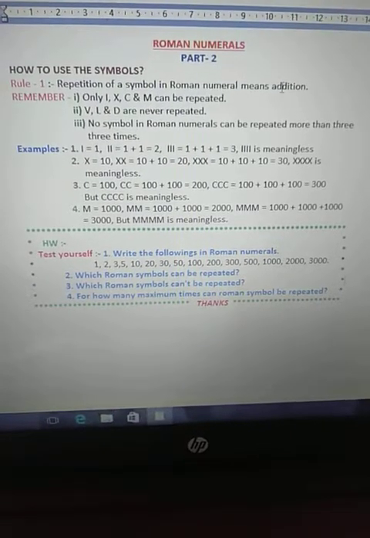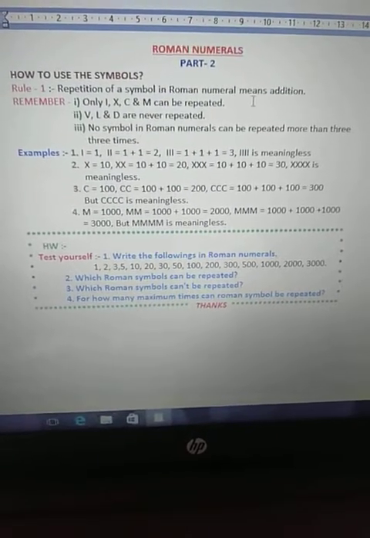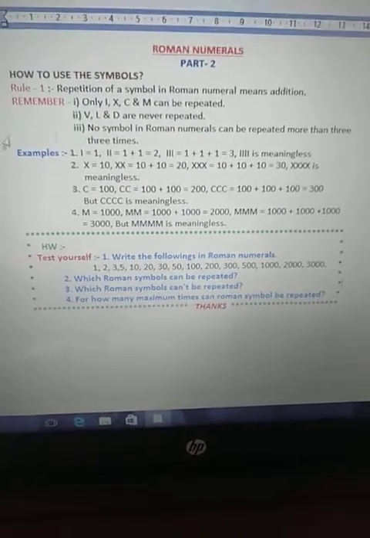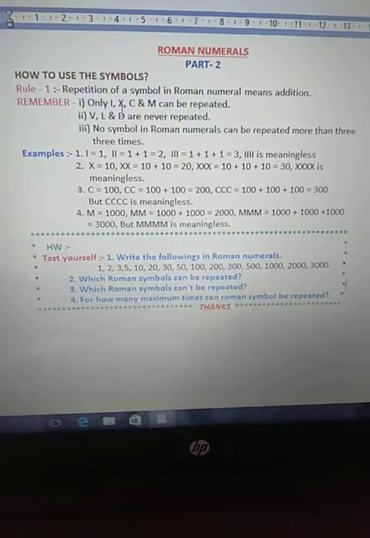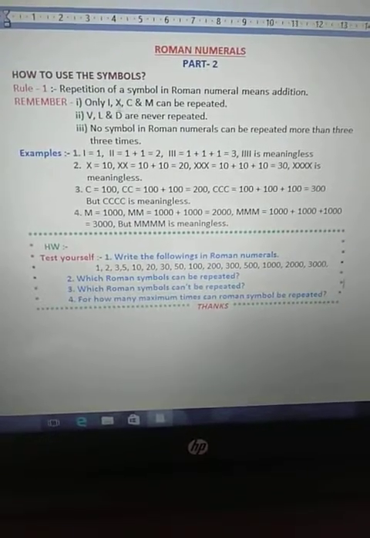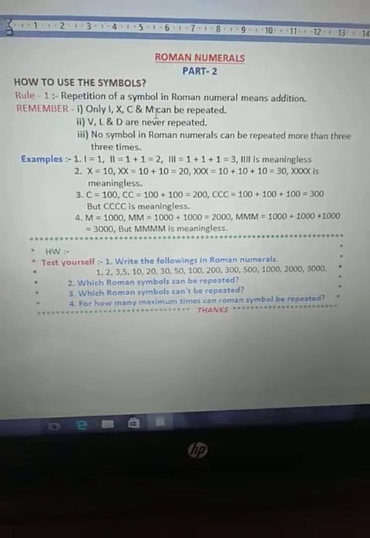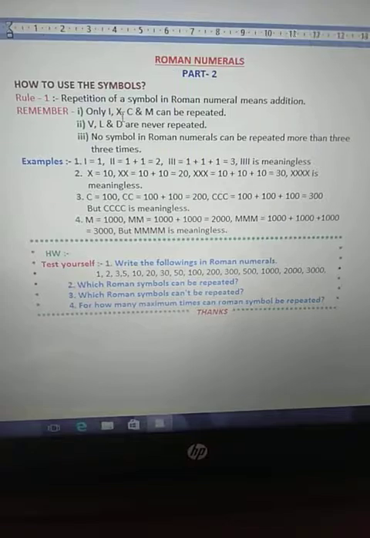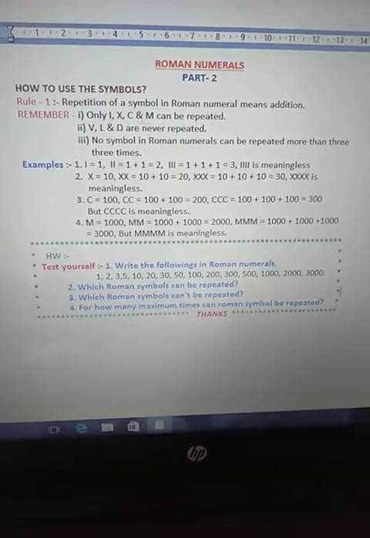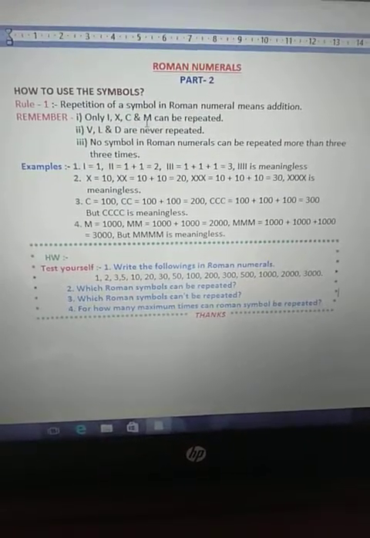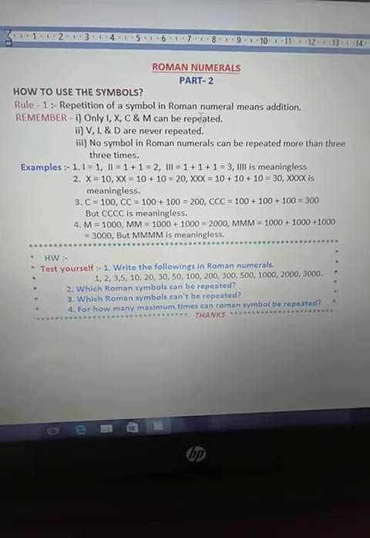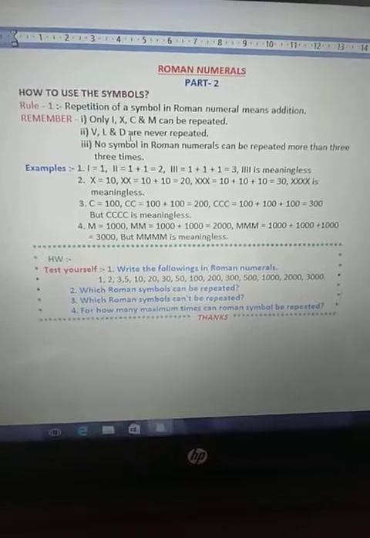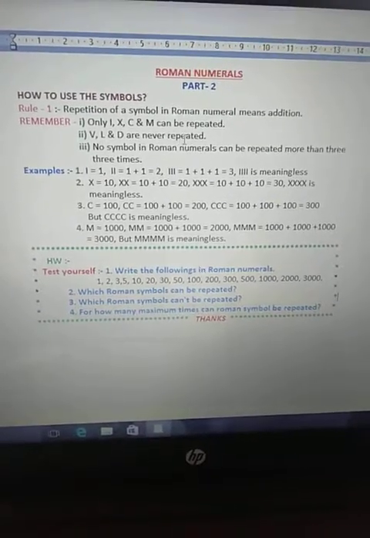Then, remember, other 3 rules should be remembered in this case. Which symbols can be repeated? Only I, X, C, and M. These 4 basic Roman symbols can be repeated, not others. That means V, L, and D are never repeated.